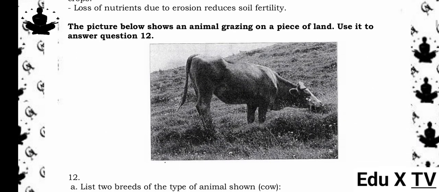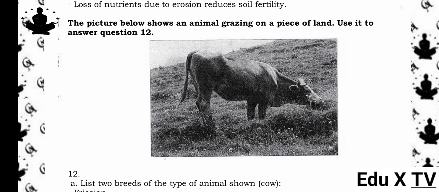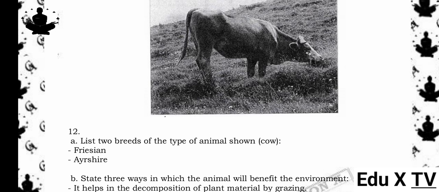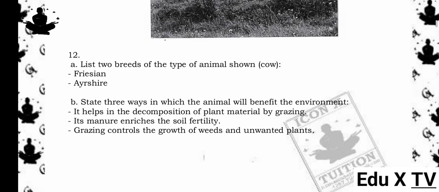The picture below shows an animal grazing on a piece of land. Use it to answer question 12. 12. A. List 2 breeds of the type of animal shown: cow, Friesian, Ayrshire. B. State 3 ways in which the animal will benefit the environment.